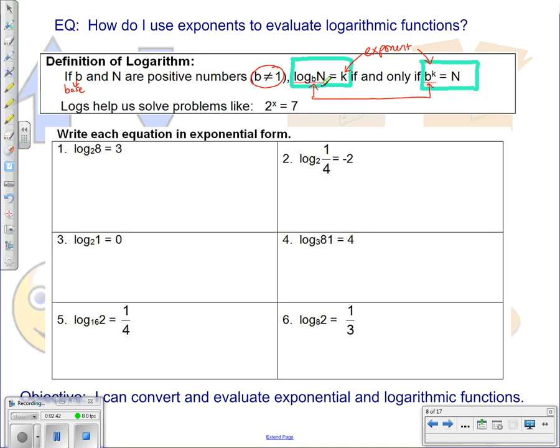Recognizing how to change from logs to exponents and how to go from exponents to logs will help us solve problems like 2 to the power of x equals 7, because we know we can't raise 2 to any power and get 7, but rewriting it as a log is going to help us. We're going to do that later on. Today we're going to talk about, well, how do I go from a log to an exponent? Because we're going to learn how to evaluate the logs. Hence our essential question, how do I use exponents to evaluate the log functions?